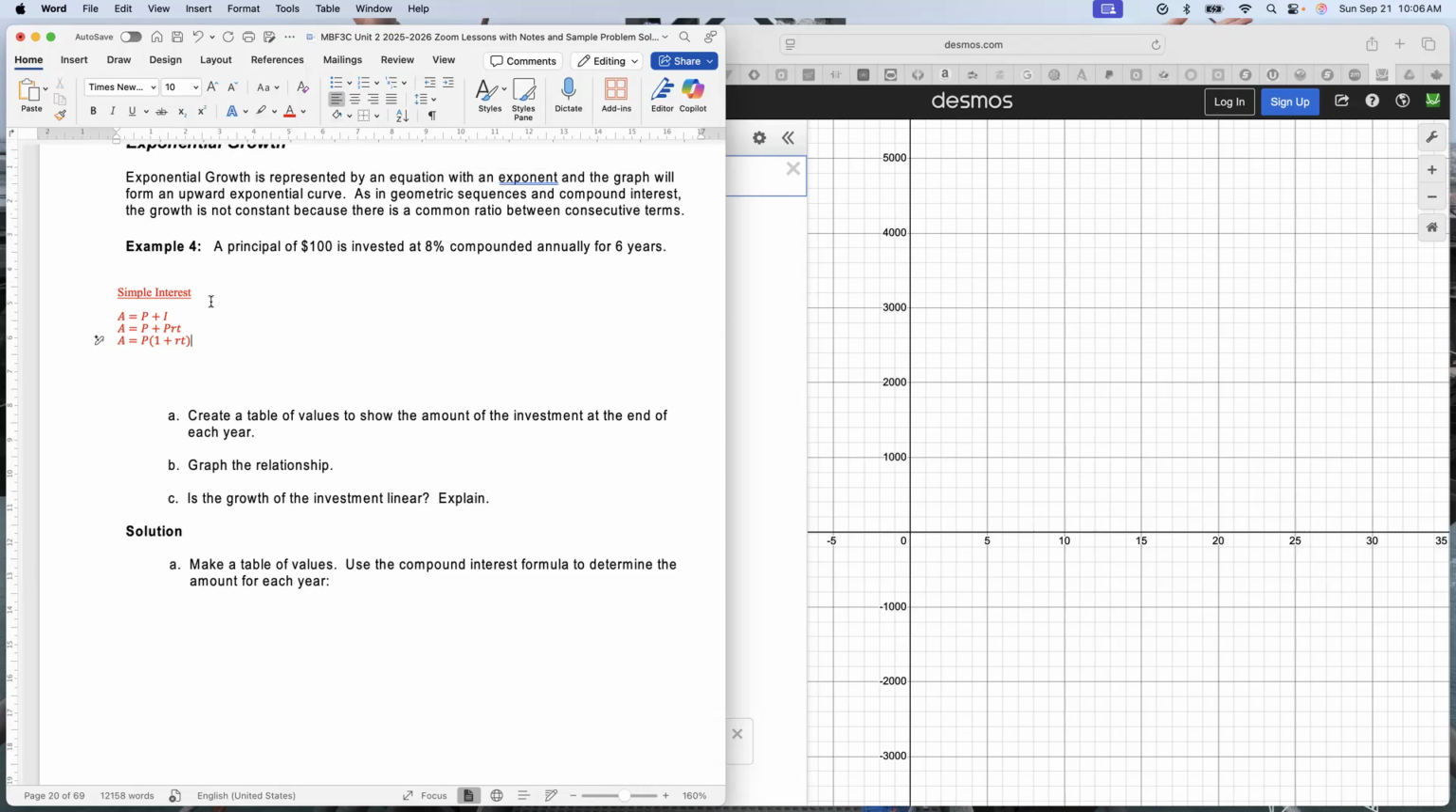If I wanted to do the compound interest, I'm going to tab over here and do compound interest.